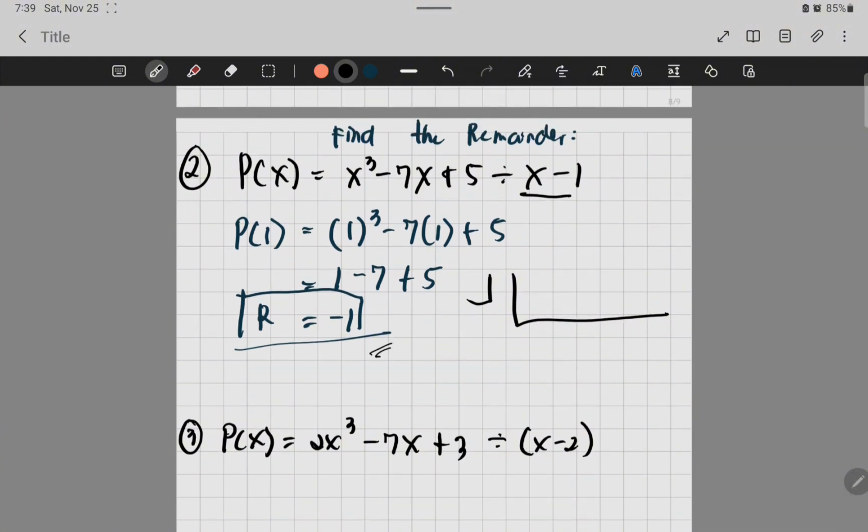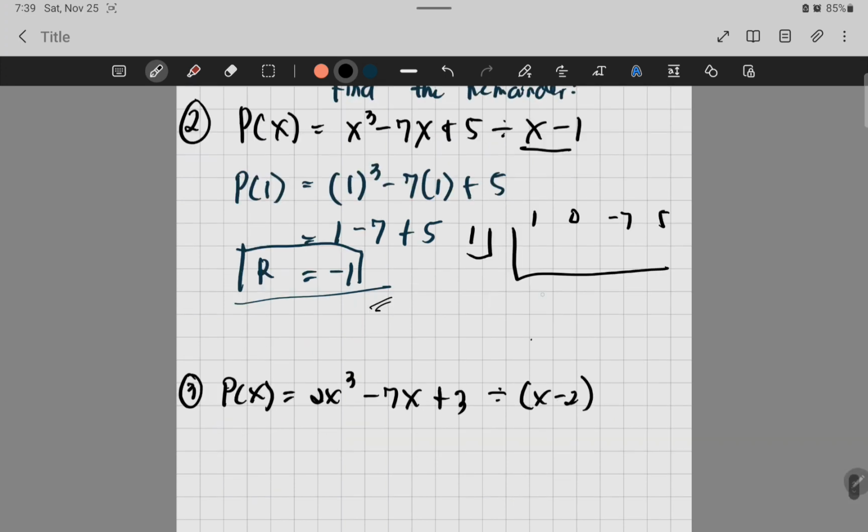Okay, so the divisor is x minus 1, so you have here 1. And what are the coefficients? 1, 0, negative 7, and 5. On synthetic division, you have to insert 0 for the missing term. So don't forget that part.